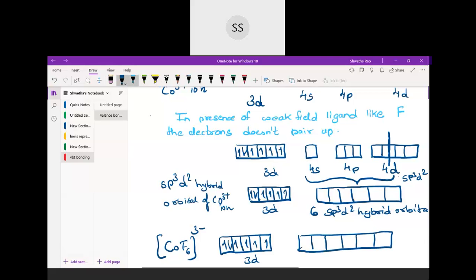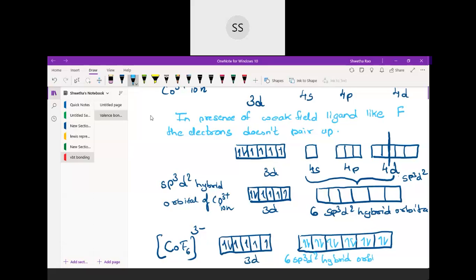I will distribute the electrons. So 2 electrons each of the ligand. Okay, that is fluorine ligand. So you can put them like this. Okay, so these are the 6 electrons, 6 pairs of electrons of the ligand. Okay, so after that you write 6 sp3d2 hybrid orbitals.